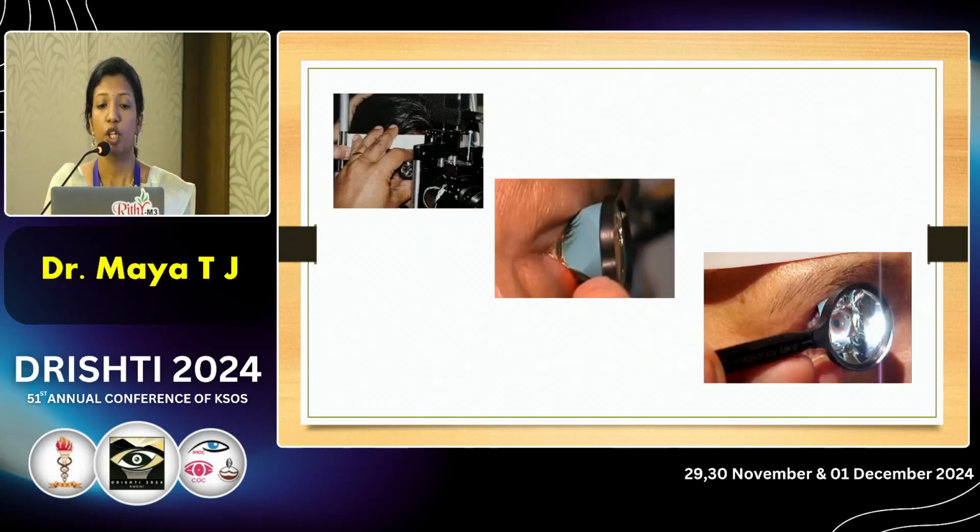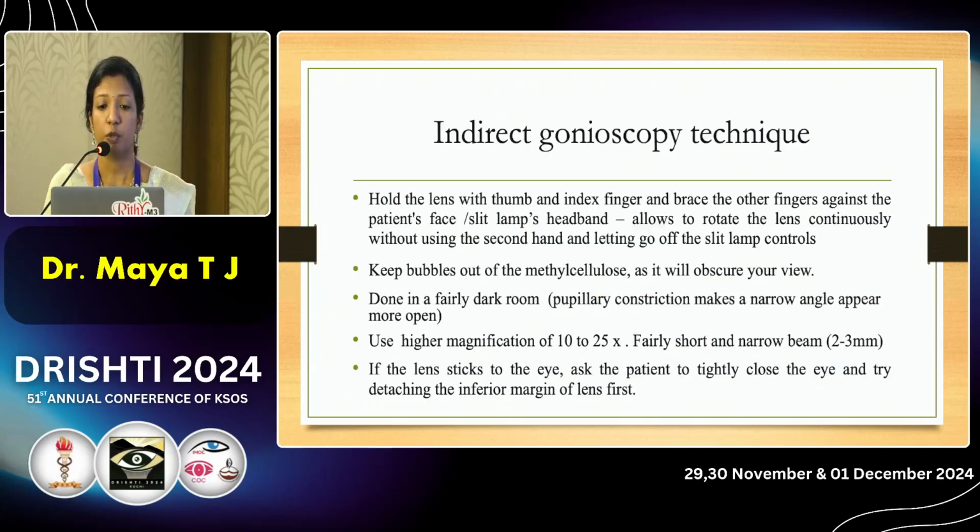This is how the patient should be seated, and how the lens is held in position. In indirect gonioscopy, hold the lens with thumb and index finger and brace the other fingers against the patient's face or the slit lamp's headband. This allows you to rotate the lens continuously without using the second hand and letting go of the slit lamp controls. Keep bubbles out of the methyl cellulose as it will obscure your view.